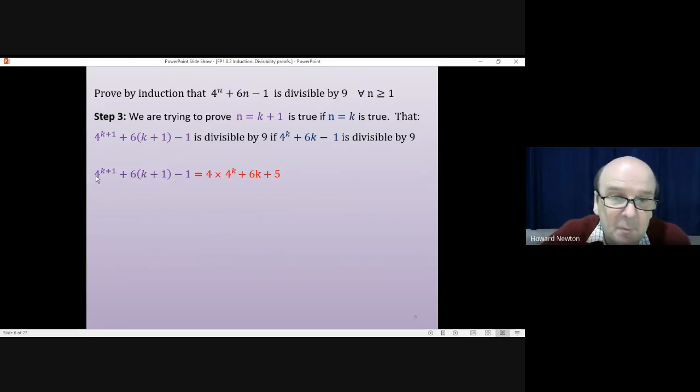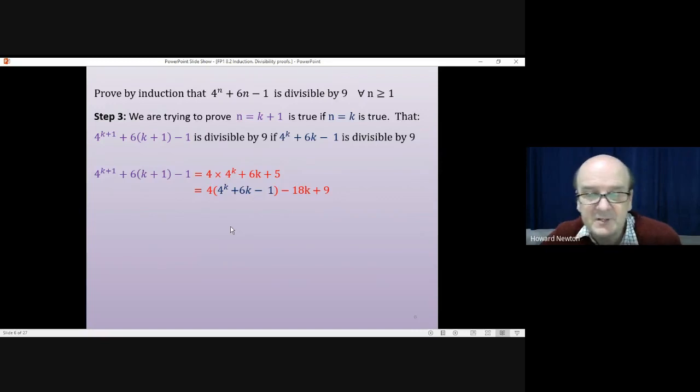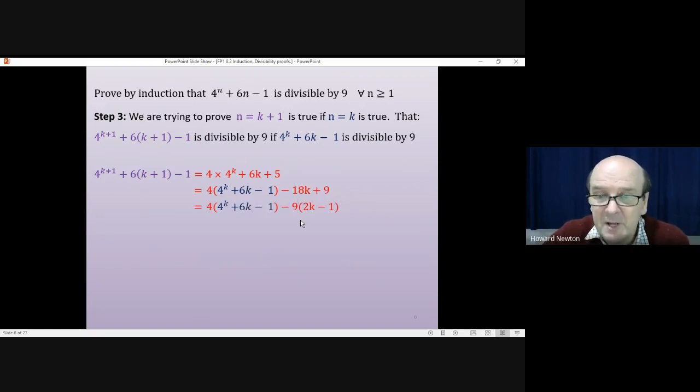Now, splitting that up, we can take out 4 from here, so you get 4 times 4 to the k. Multiplying out the brackets will give us that. Then we factorize. And I've taken out 4, and you get 4 times by this, and then you'll get minus 18k plus 9. There is nothing random about what I've chosen to go in the brackets. I have deliberately chosen the statement for n equals k to go in the brackets, because that will be useful to us later on. This here we can factorize into 9 times 2k minus 1.